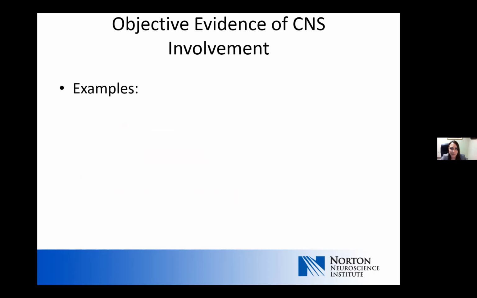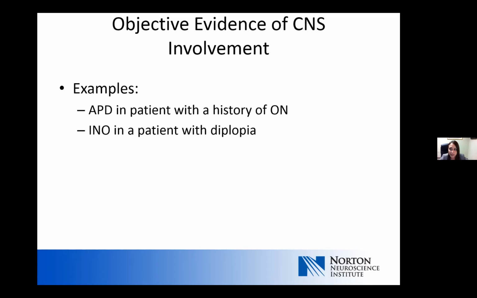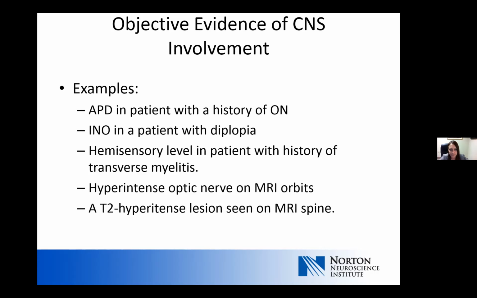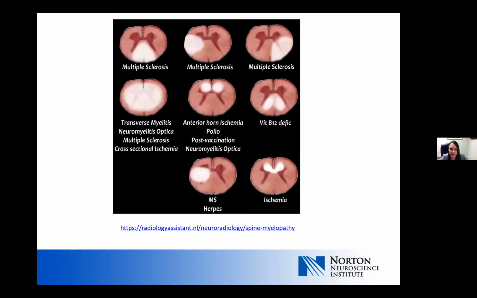So the next step is looking for objective evidence of CNS involvement. For example, if a patient had a history of optic neuritis, I could find an afferent pupillary defect doing the swinging flashlight test. In a patient with double vision, I could find internuclear ophthalmoplegia. And then, I actually don't see a lot of hemisensory levels with multiple sclerosis, but if you found one, that would certainly be very helpful in pointing to a spinal cord pathology. And then another example is looking at MRIs. I could see a hyperintensity or enhancement on MRI of the orbits, or I could see a hyperintense lesion on MRI of the spine.